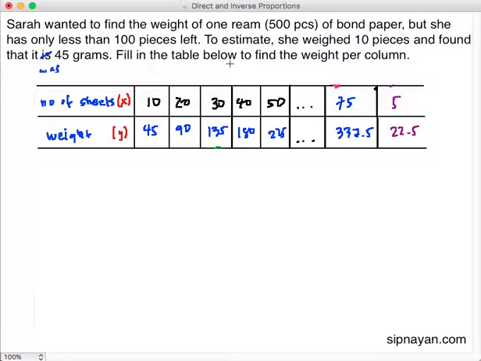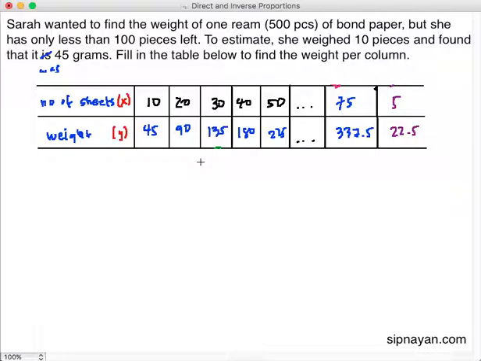So, fill in the table below to find the weight per column. Nung winay niya yung 10, naging 45. Siyempre, pag dinoble niya yung 10, magiging 20, madodoble din yung weight niya. Pag tinriple niya to, magiging triple rin yan. Yun ang sinasabi natin na direct proportion, and we have discussed that already in the previous video. So, hindi ko na i-discuss dito. Balikan nyo na lang.